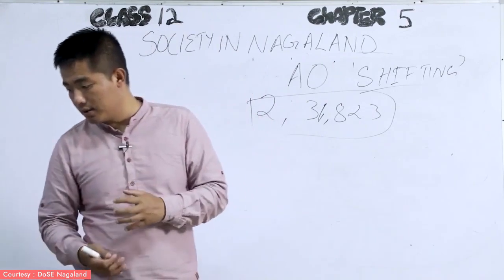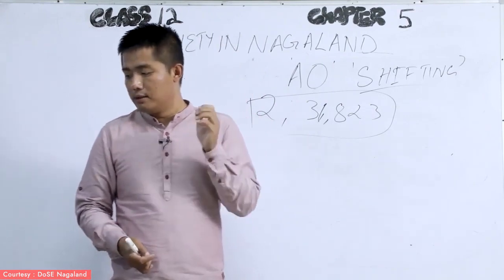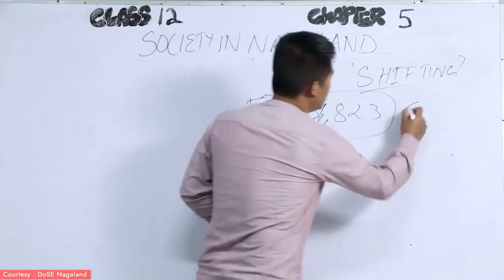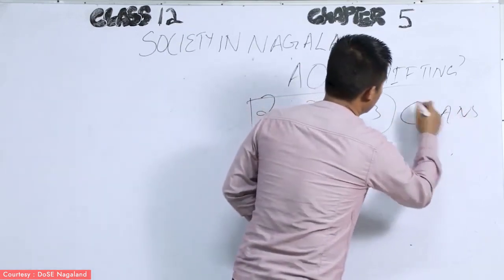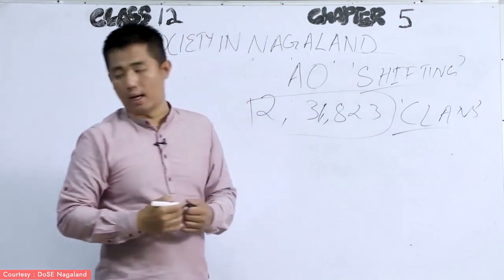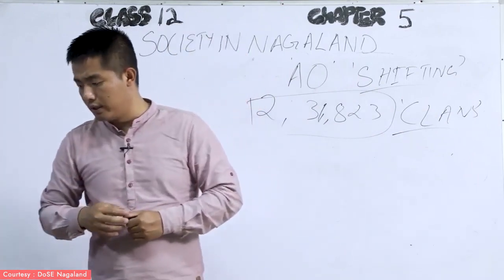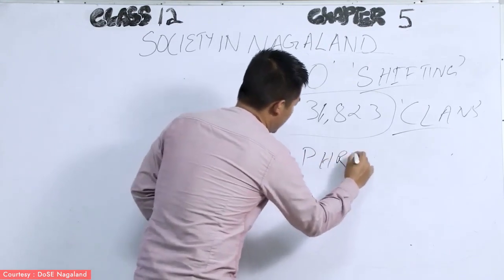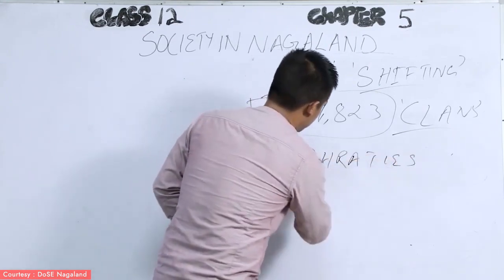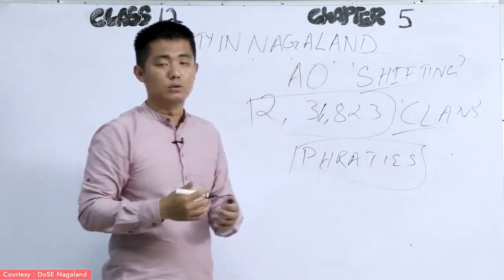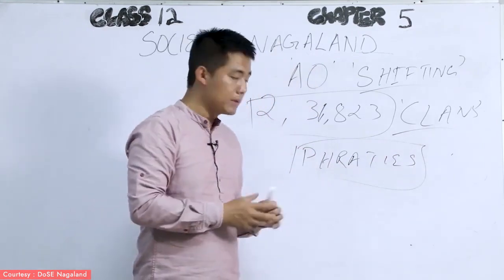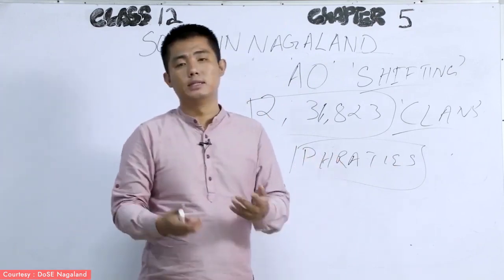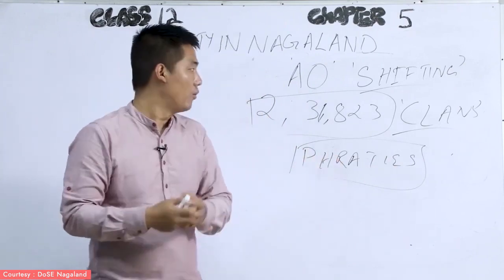Now coming back again, they have subdivisions among themselves based on their clans, C-L-A-N-S, clans. Or there is also another particular word called the phratries, P-H-R-A-T-I-E-S. It's a combination of two or more clans, where they believe that they have descended from the same ancestor or the same forefathers.